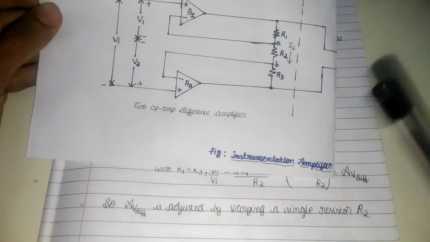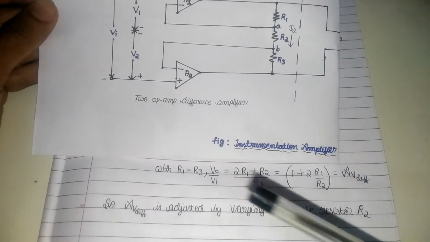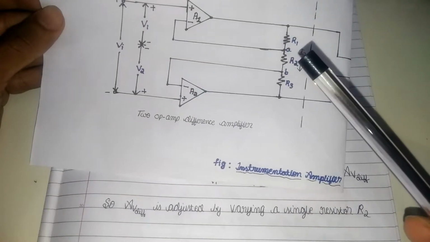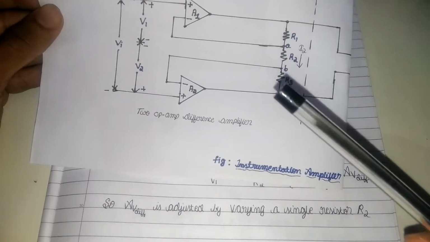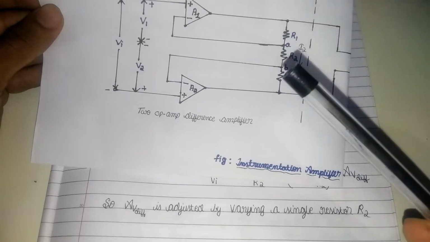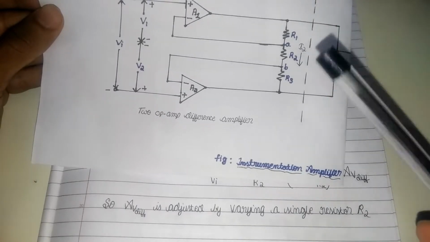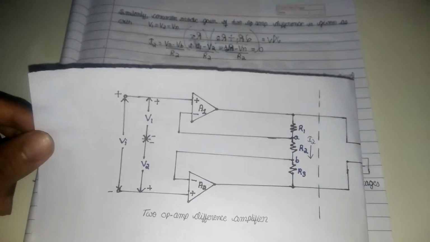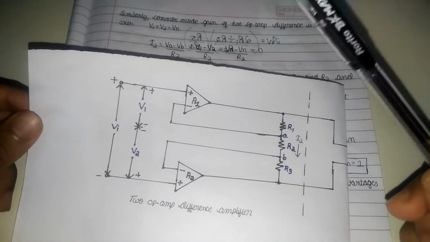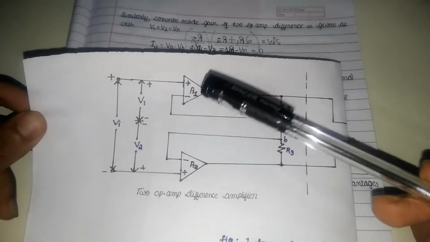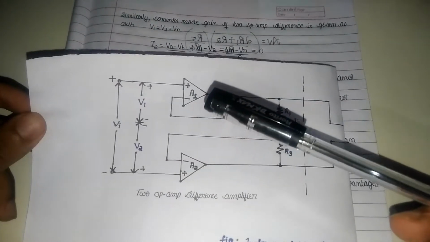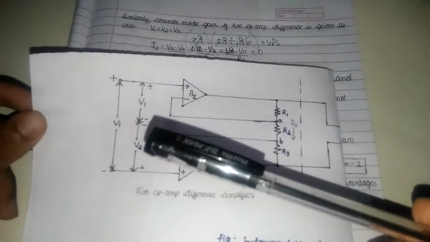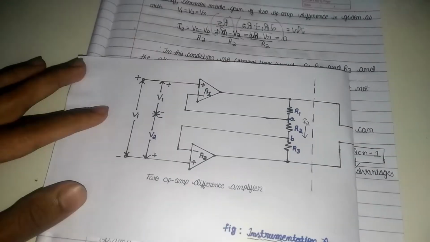So the differential voltage gain is adjusted by varying the single resistor R2. This R2 is the major component which adjusts the overall gain of the two op amp differential amplifier. And similarly, the common mode gain of a two op amp is given with V1 equal to V2 equal to Vn.